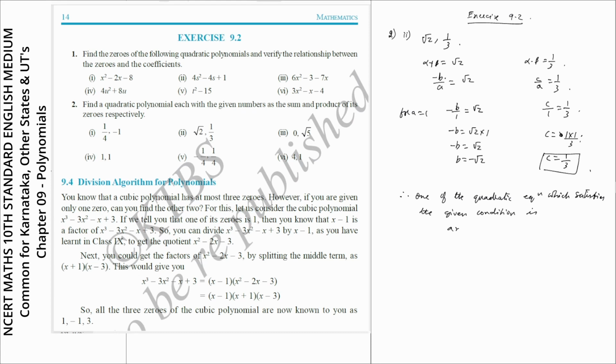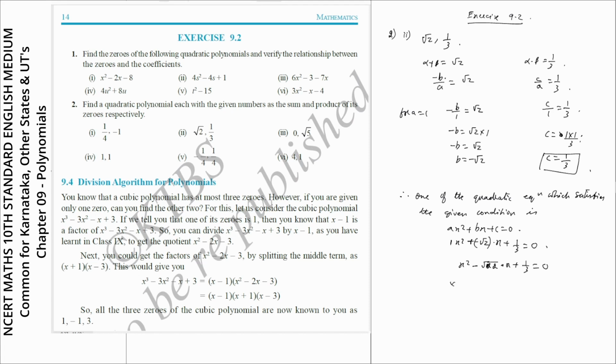is ax square plus bx plus c is equal to 0. So a we have taken as 1, x square, b is minus root 2, so plus of minus root 2 into x, plus c is 1 by 3, is equal to 0. So 1 into x square is x square only. So this plus into minus is minus root 2 x. So x square minus root 2 into x plus 1 by 3 is equal to 0.